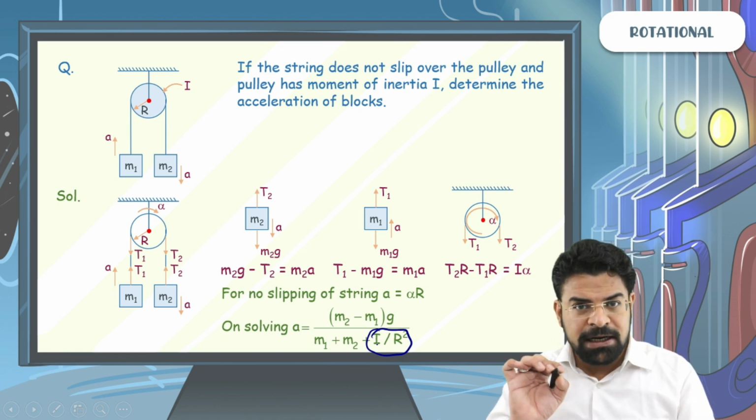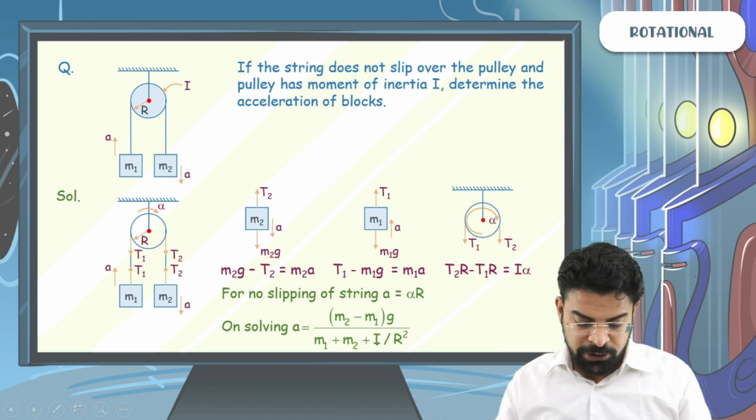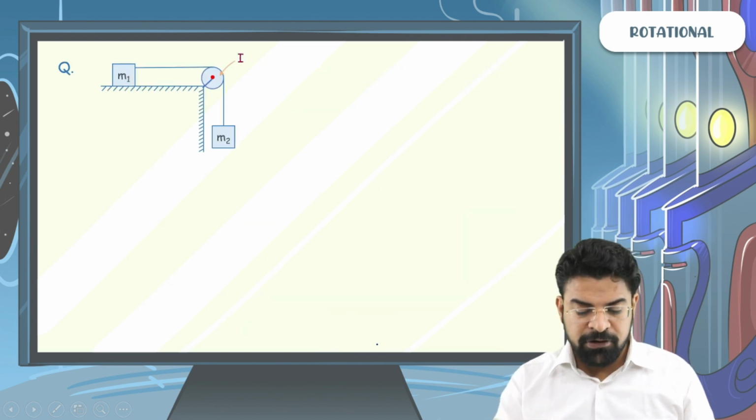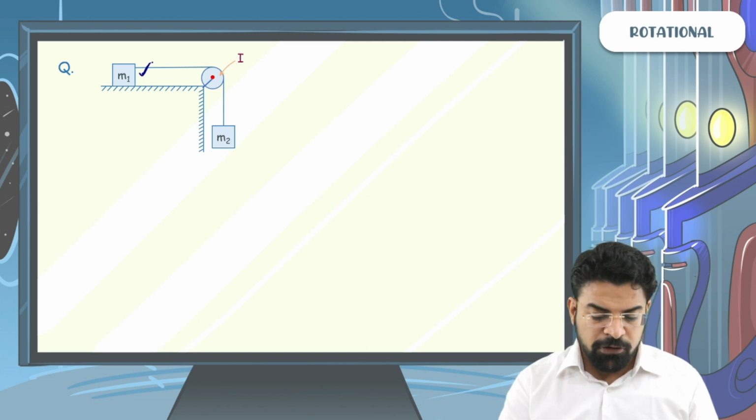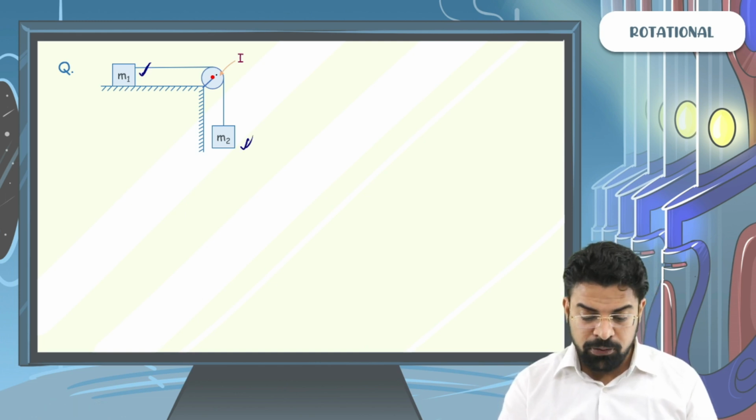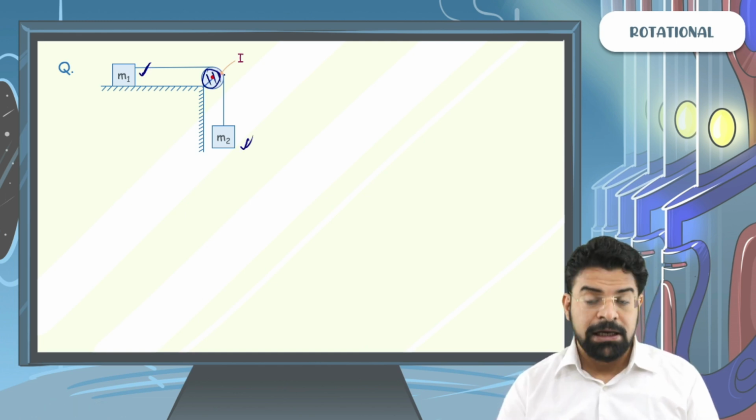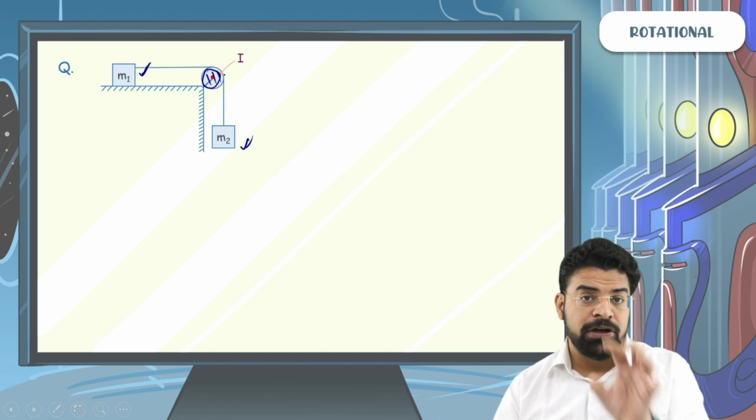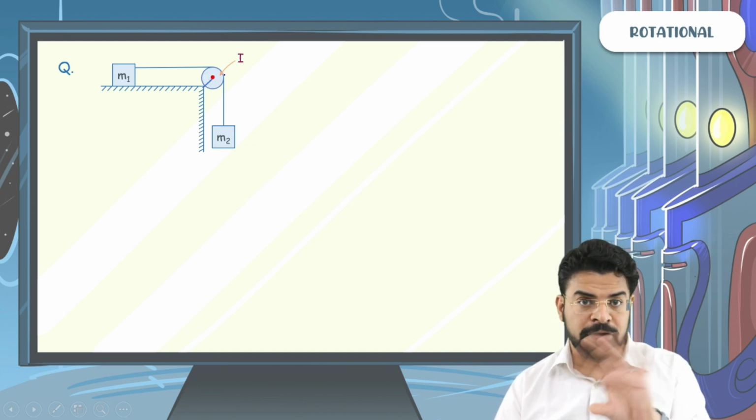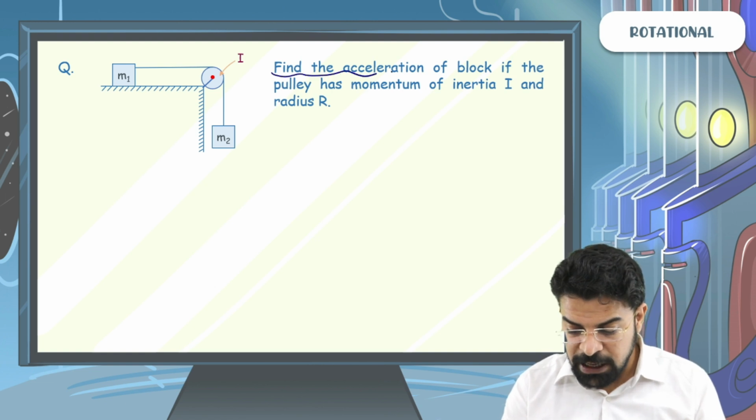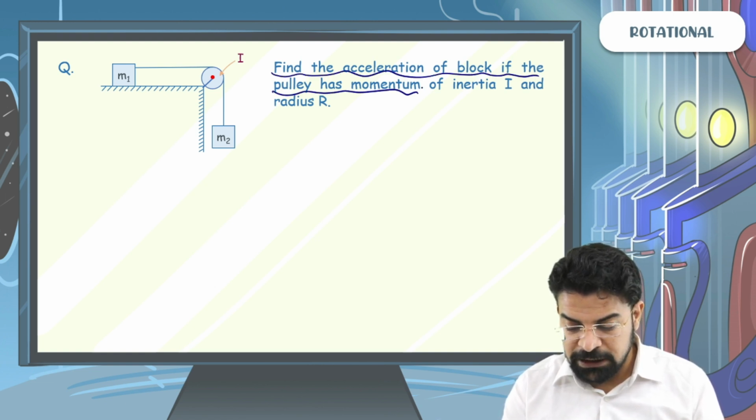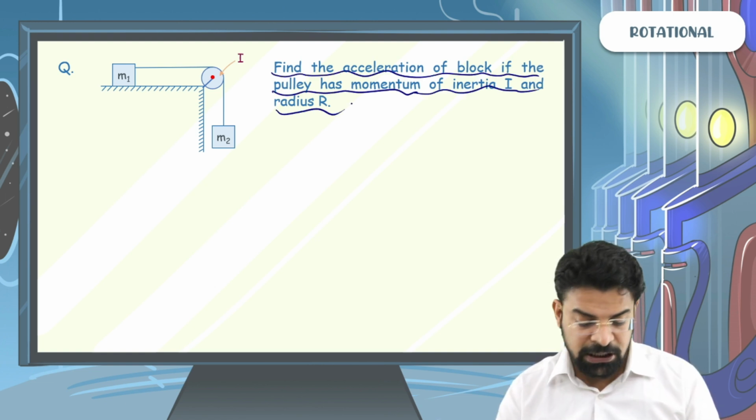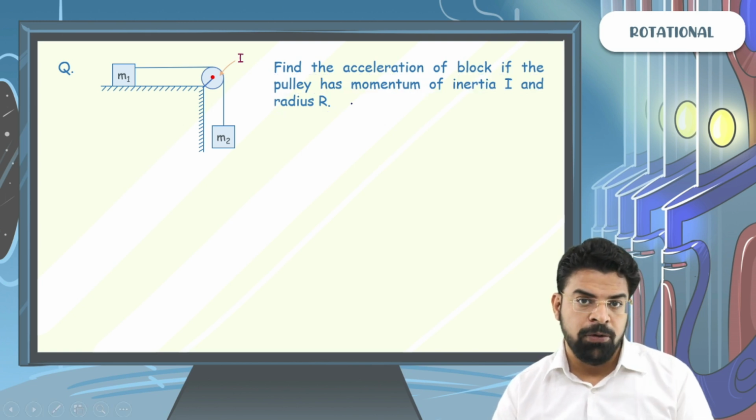So let's understand this more from another example. Let's say this time they have given me this system. There is a block of mass m1, there is a block of mass m2, but this time again the pulley has some moment of inertia and the string is not slipping over the pulley. So the question is, find the acceleration of the blocks if the pulley has moment of inertia I and radius r. What will be the acceleration of the blocks?